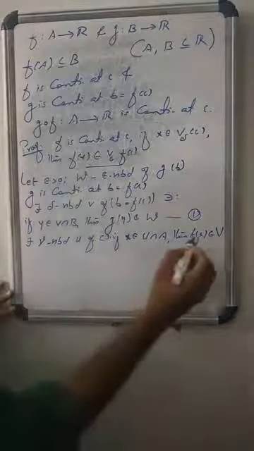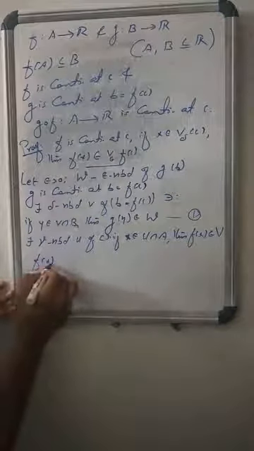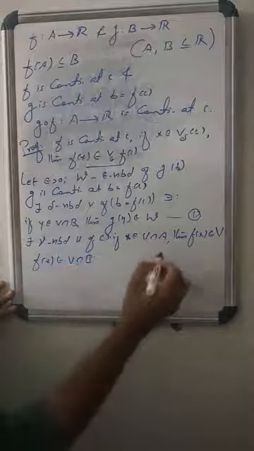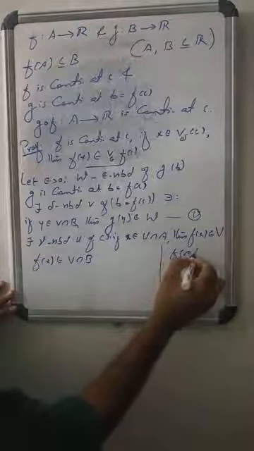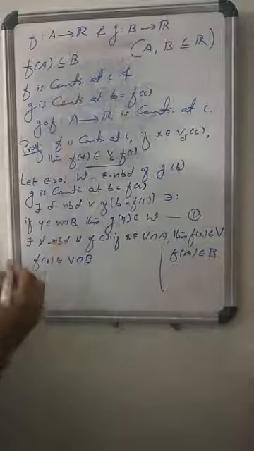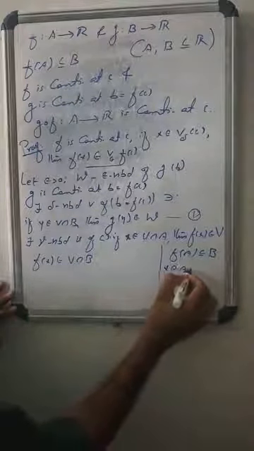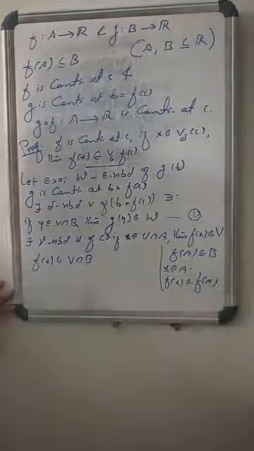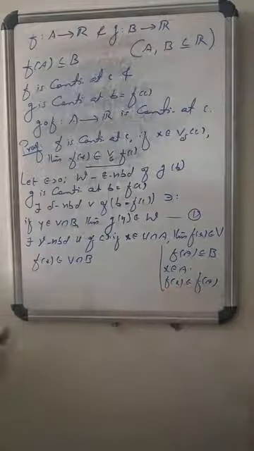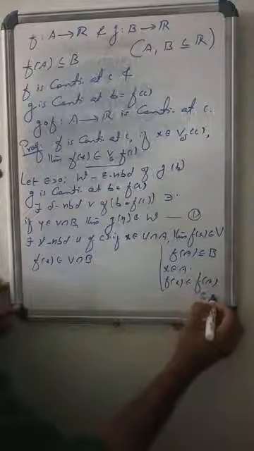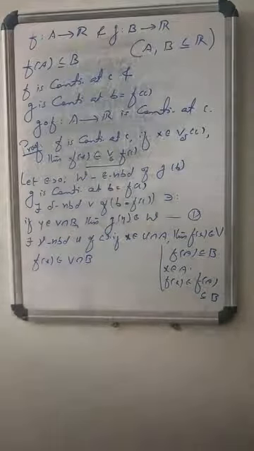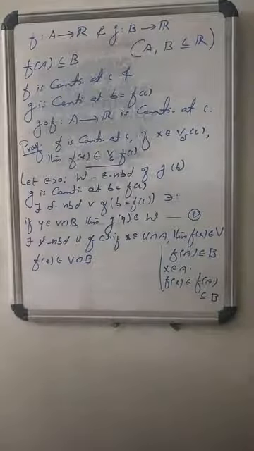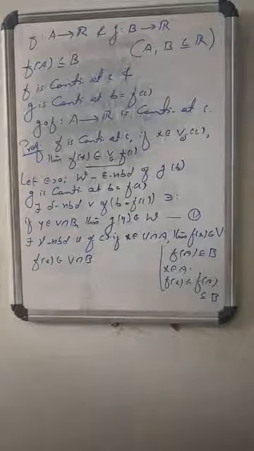But f of x falls in V, so you can also say that f of x falls in V intersection B also. Why? See, f of a is a part of B. It is given. When x falls in A and f is continuous, therefore f of x falls in f of A. But what is f of A? f of A is a part of B. Therefore f of x falls in B. f of x falls in V as well as f of x falls in B, that means f of x falls in V intersection B.